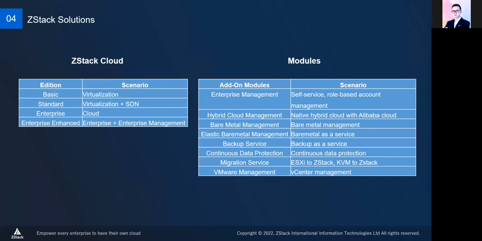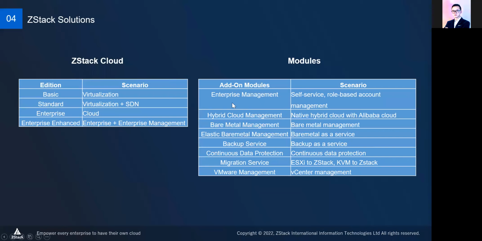To check more details and compare the feature differences, you can go to our website, where there is a page we call the edition comparison. You can check more details on that page. And then we have some add-on modules, because obviously some customers only want certain features and do not want to pay extra money for features they do not need. So we also provide some other modules.